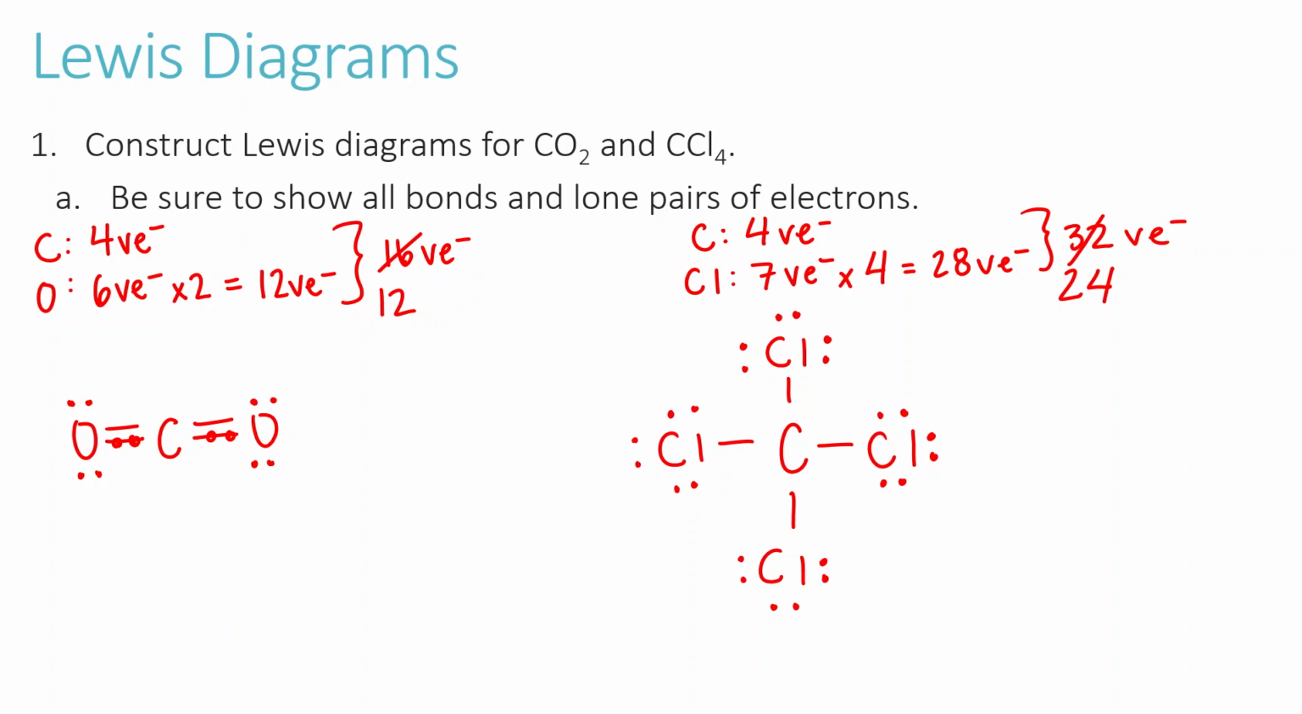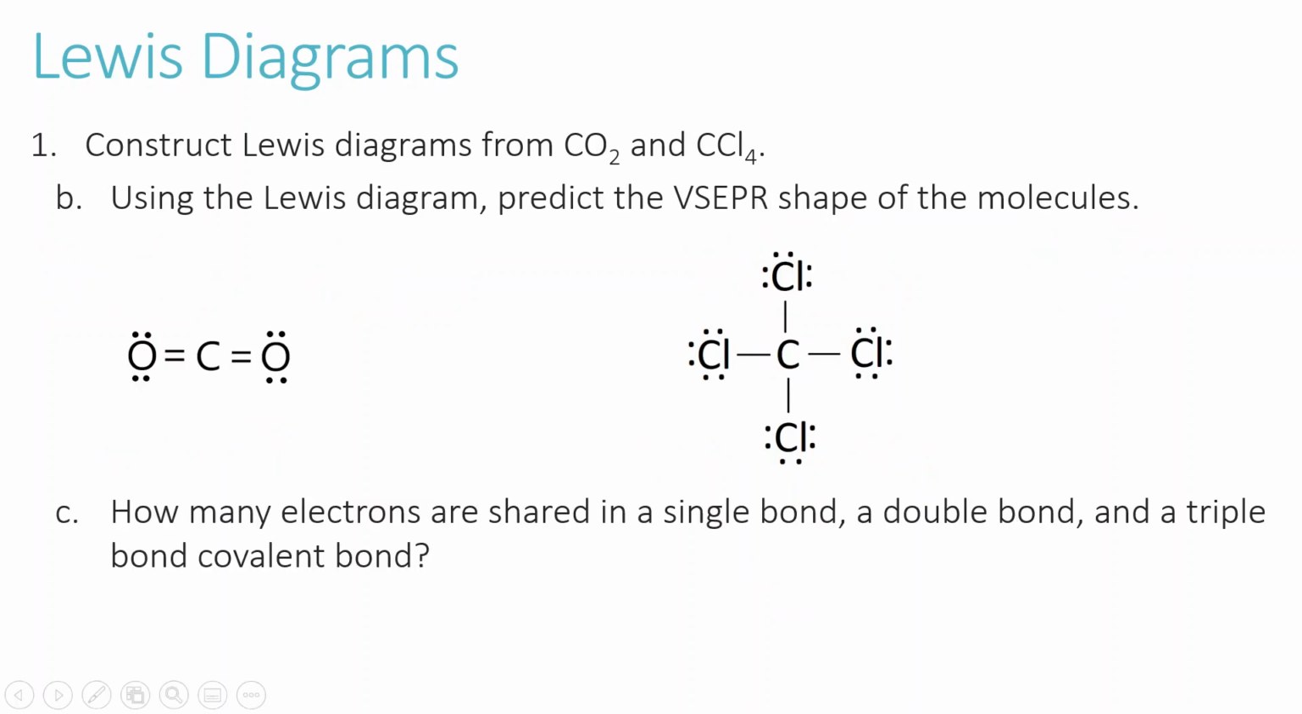Now that I've drawn this, I need to check to make sure that everybody has an octet. Each of these single bonds is 2 electrons. So carbon has its 4 bonds, which means it has an octet. It has 8 electrons. Each of these chlorines is going to have an octet from the 6 lone electrons plus the 2 that are in the bond, giving us 8 total.